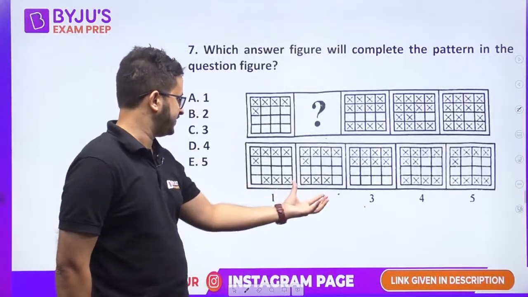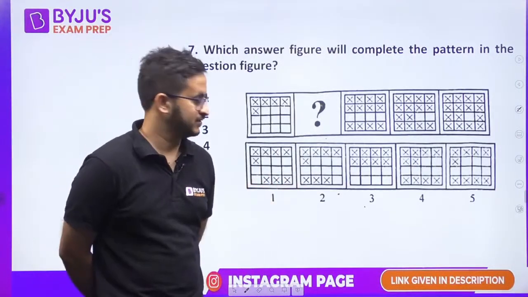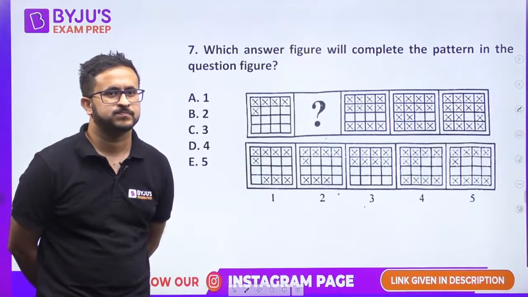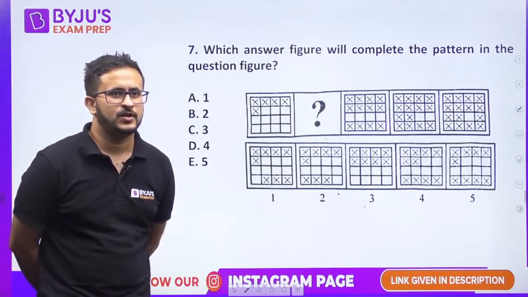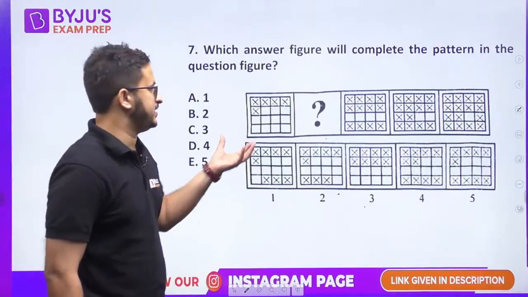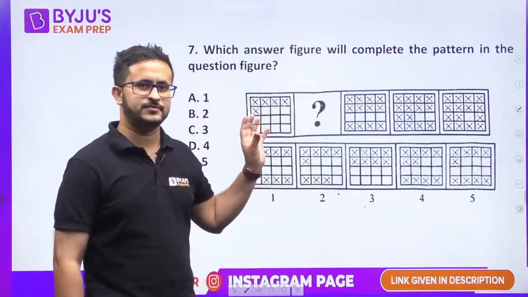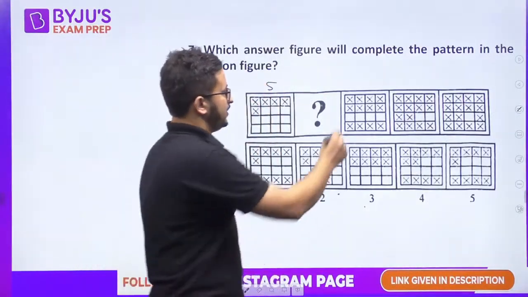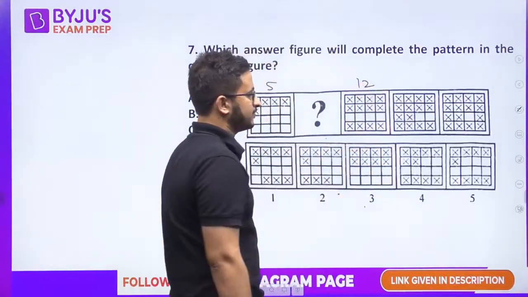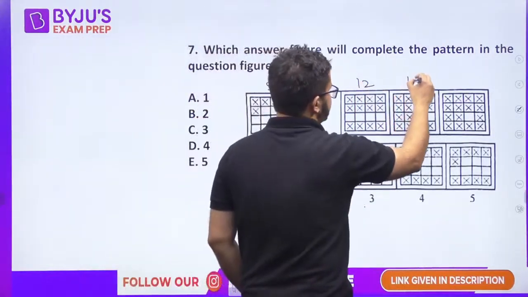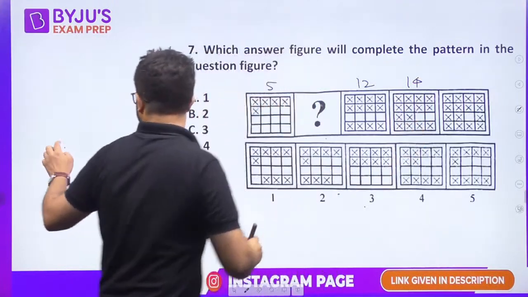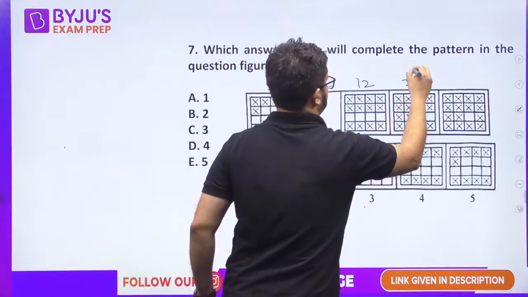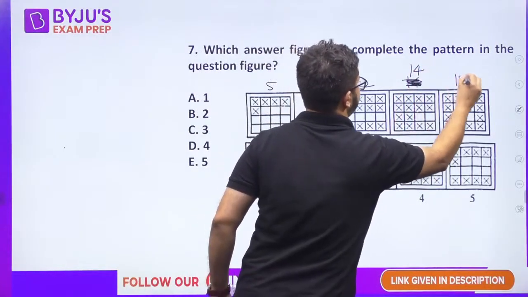Why is first different from second? Okay, these crosses have shifted here. Fourth, okay, so someone has answered fourth also. So what we shall do in this case is count the number of crosses. How many crosses in this one? 1, 2, 3, 4, 5 crosses. In this one, 12 crosses. This one has 14 crosses. And this has 15 crosses.